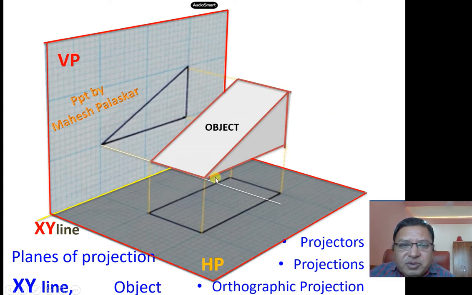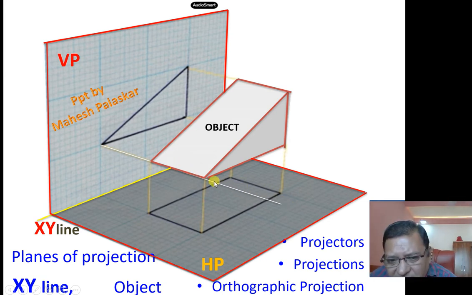Now this object is being projected on VP. See, this object is being projected. So this is a projector, or the ray of light. So light is being focused on the object, right? And the image of the object is obtained on this plane, the vertical plane. Now this projector is perpendicular to VP. Once again, I will show this projector. So this projector is perpendicular to the vertical plane, okay? And therefore this projection is called orthographic projection.